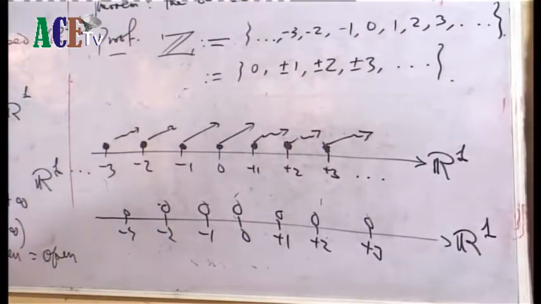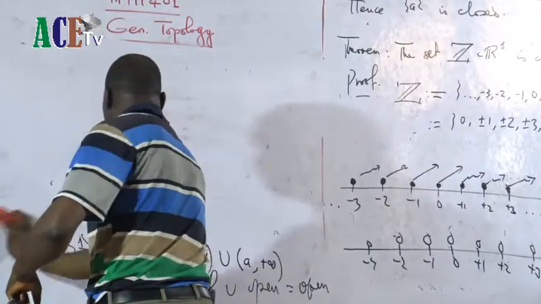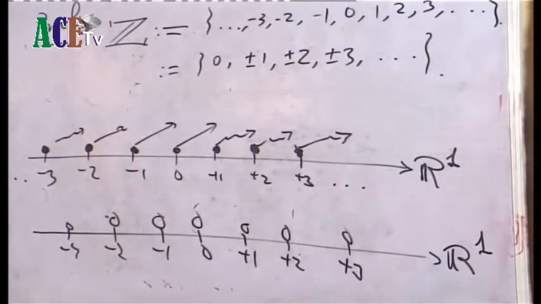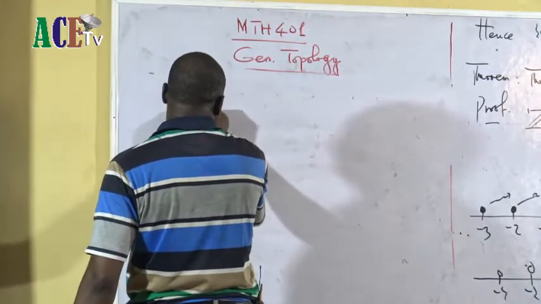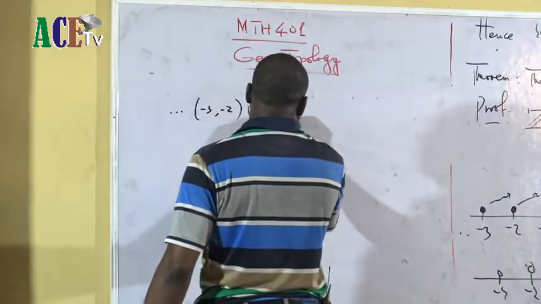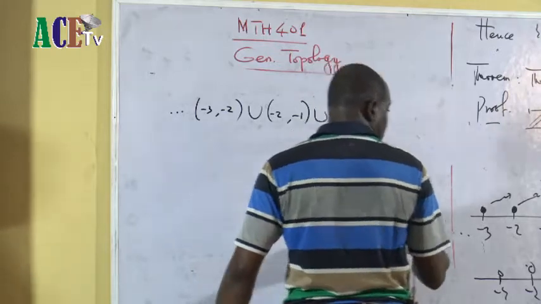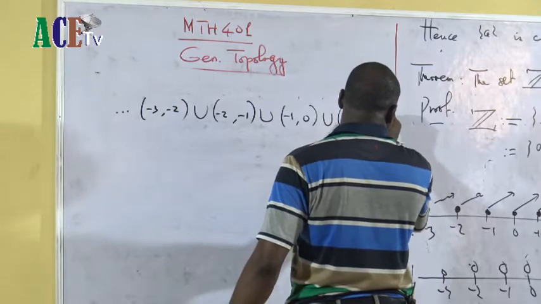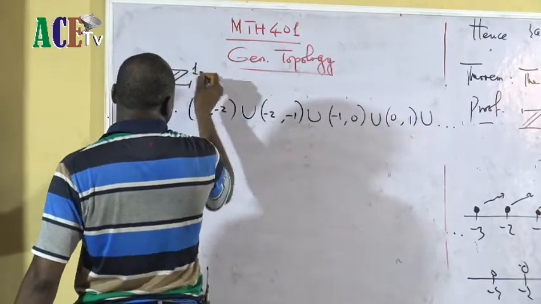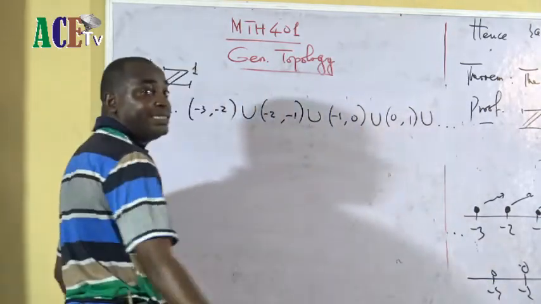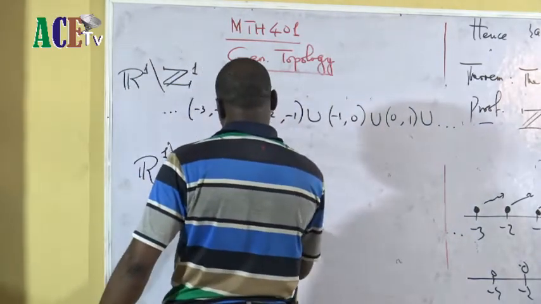And therefore, just like we did when we were dwelling on the singleton, we are going to have the union of the open interval between minus 3 and minus 2, union minus 2 and minus 1, union minus 1 and 0, union 0 and 1, union, and so on. So what is this telling us? If we take away the set of integers, what you will have is an arbitrary union of open intervals.